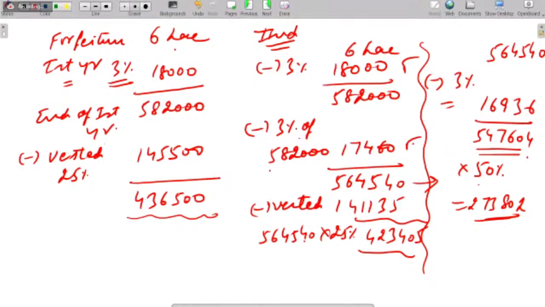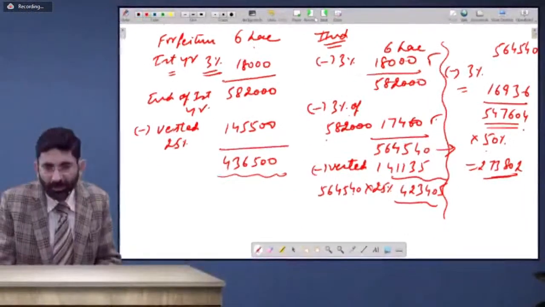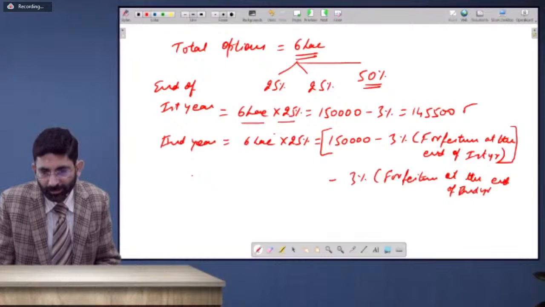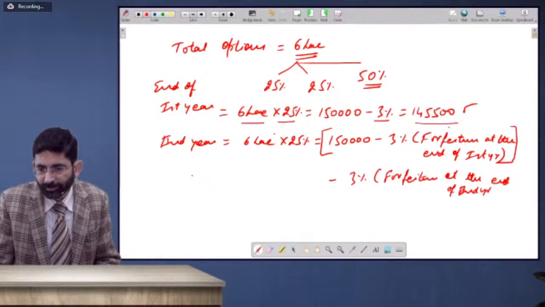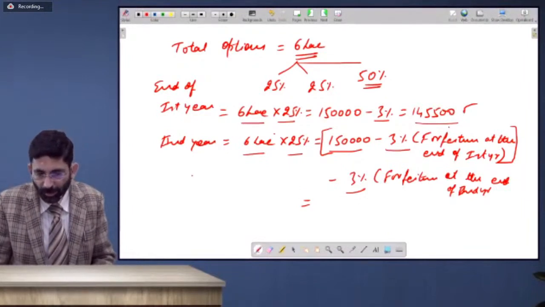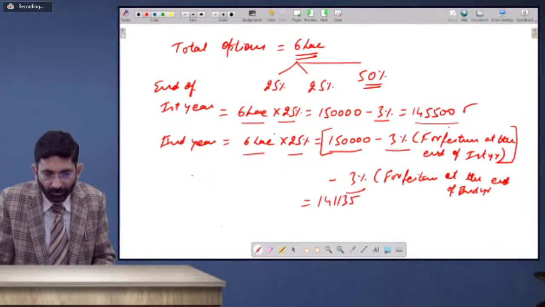So first year calculation is this, second year is this, third year is this. This is one way. The second way is the one which I have discussed. We can do it this way. 6 lakh into 25%, whatever it is, 1,45,500. Then 6 lakh into 25% again, because this will be the total, 1,50,000, minus 3% forfeited at the end of first year, minus 3% forfeited at the end of second year. So it will be 1,41,135, and at the end of third year it will be even easier, into 50%.